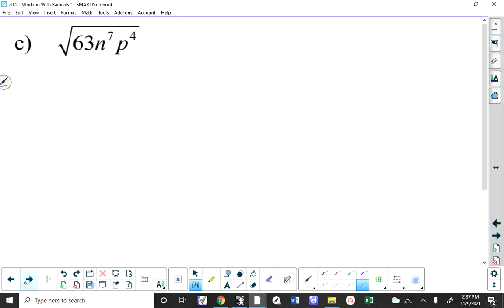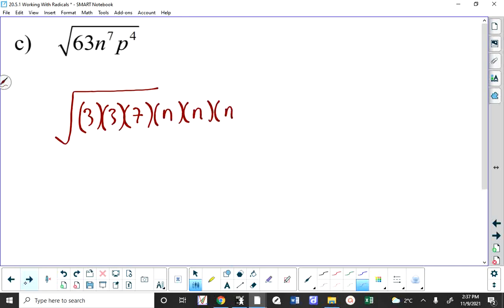The restriction thing is very complicated. It really is very complicated. Let's simplify this first, and then we'll talk about the restrictions here. You have the square root of 63. I believe 63 is 3 times 3 times 7, because 63 is 9 times 7. And then we have 7 n's.